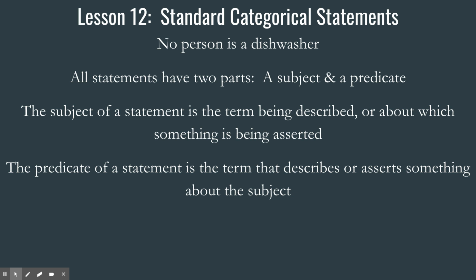Yes, the subject is what you're talking about. The predicate is what you're saying about what you're talking about. The subject is no person, and my predicate is dishwasher. I'm making a claim. Now that claim, because this is a statement, can be said to be true or false, but that's my claim. No person is a dishwasher.